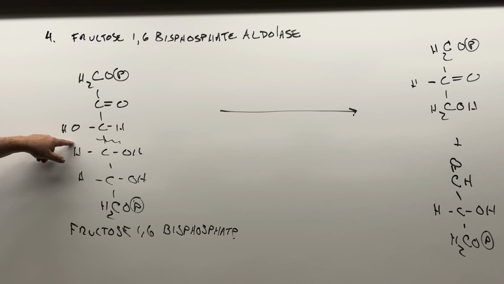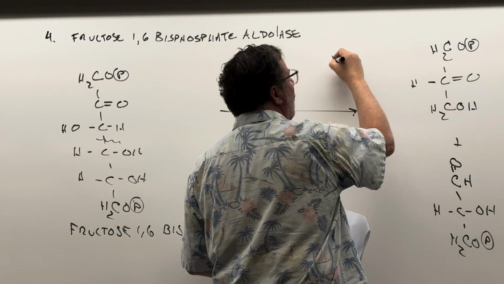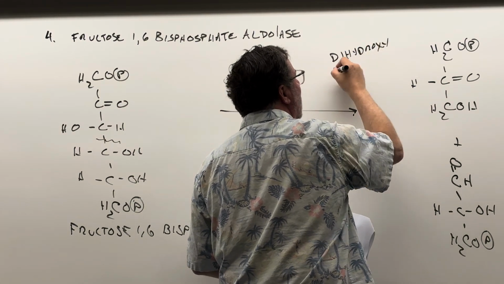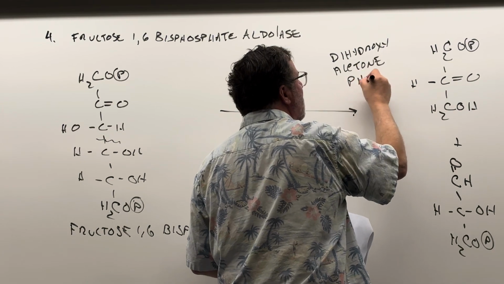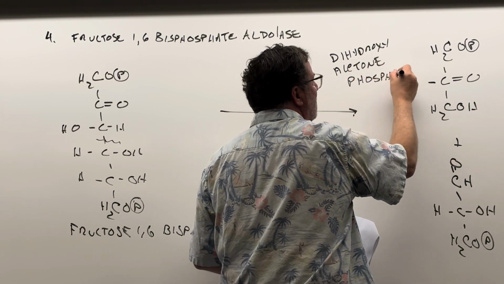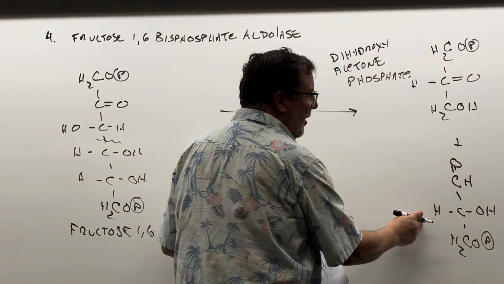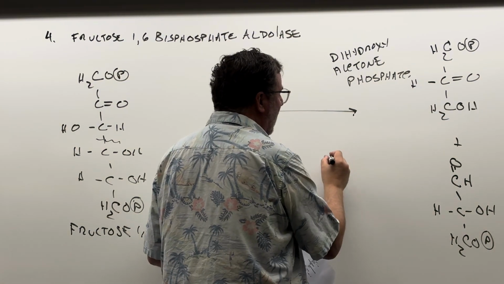So we split this here. This molecule up here is called dihydroxyacetone phosphate. This molecule down here is our glyceraldehyde 3-phosphate.